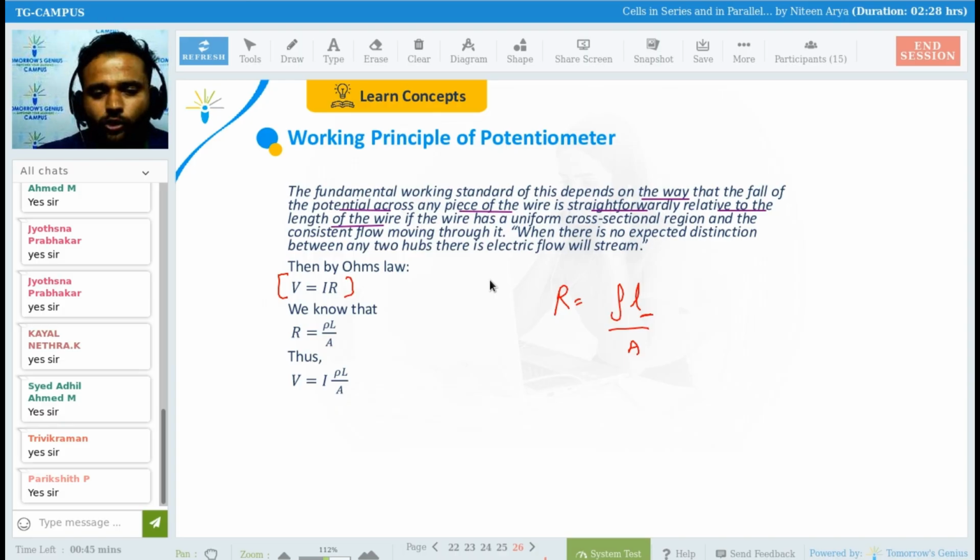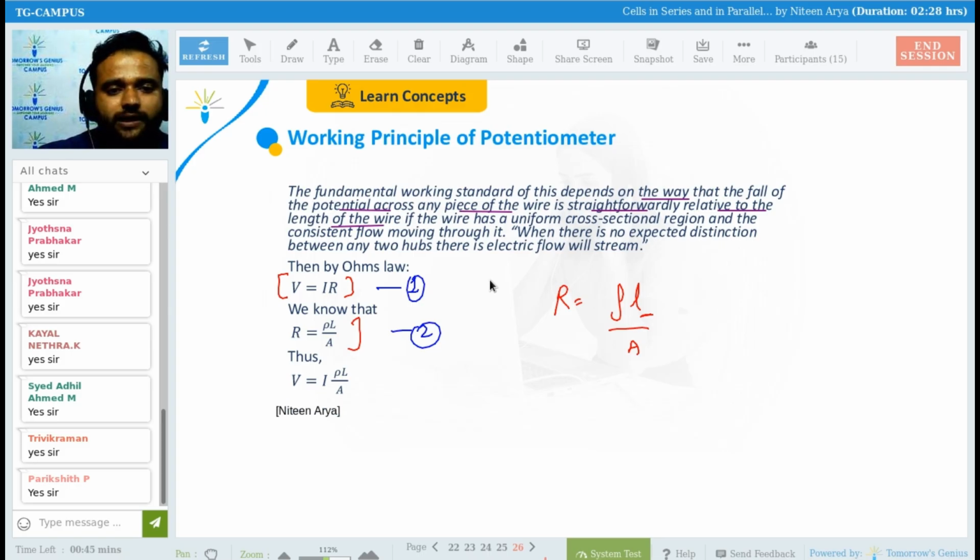I'm not doing anything new. I'm just reusing the formulas. We know that resistance is this. Suppose this is your formula number 1, and this is formula number 2. So I am just putting the resistance formula of formula number 2 into formula number 1. So I get this.